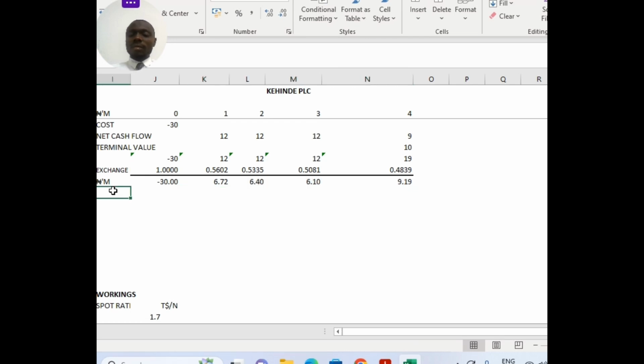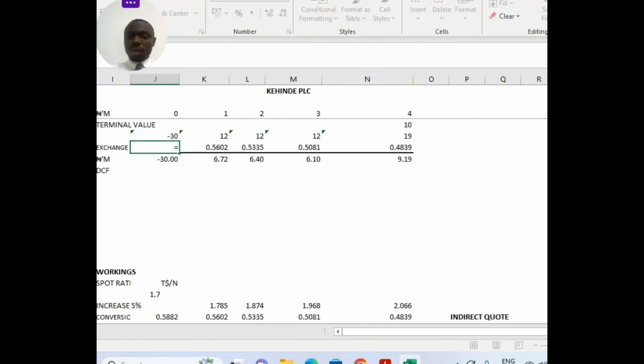We'll convert everything to what? Naira. So what do we do? Our DCF. Because if you leave this in one... no, this one is not supposed to be in one. It will not be in one. Since you are converting it, it's not going to be in one. So put this. Yes. When you convert it to naira, you have this. So this is what it's supposed to be.